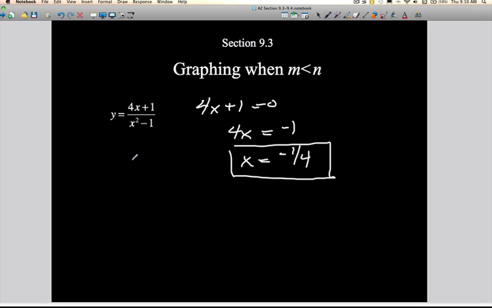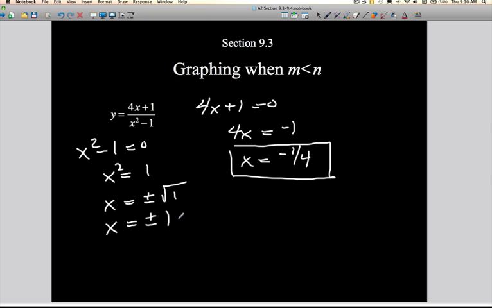Now I'm going to find the vertical asymptotes, and I do that by setting the denominator equal to 0. There are a couple of ways I could solve, but x squared will be equal to 1, and so x will be equal to plus or minus the square root of 1, which is plus or minus 1. So I have two vertical asymptotes. That makes sense. I had a second degree equation, so it will have two solutions. The vertical asymptotes will be at positive and -1.